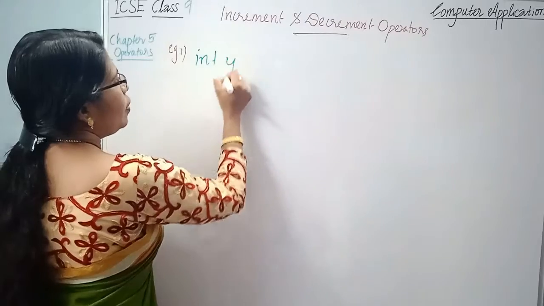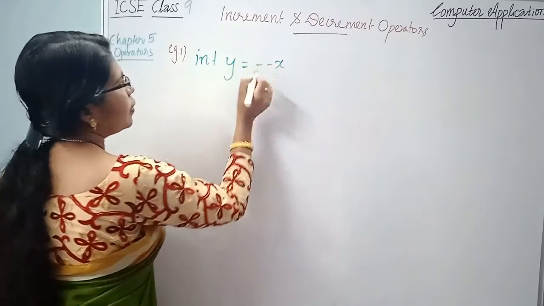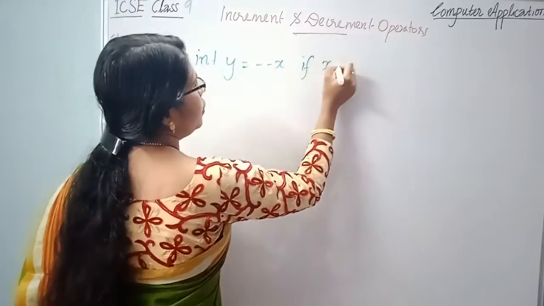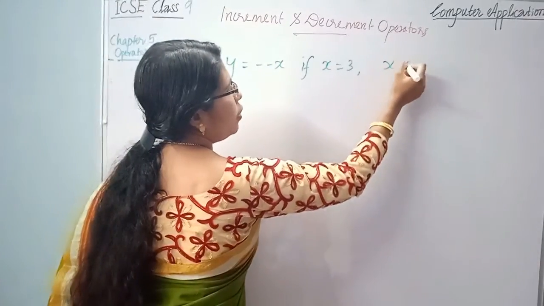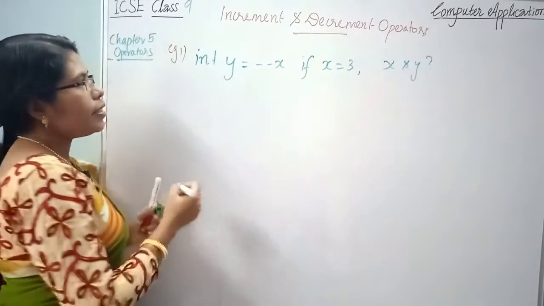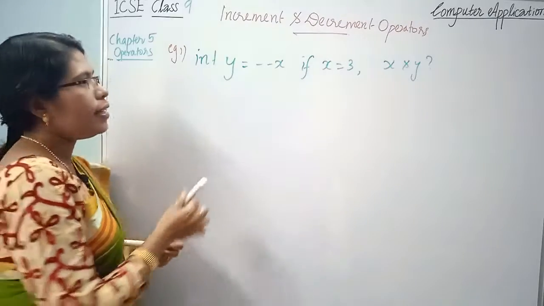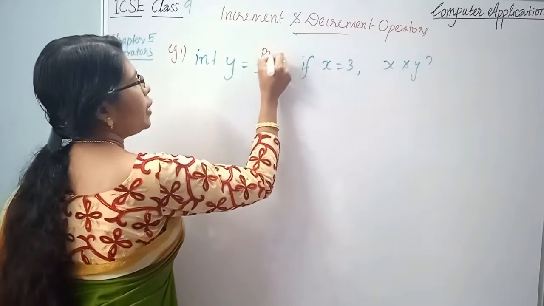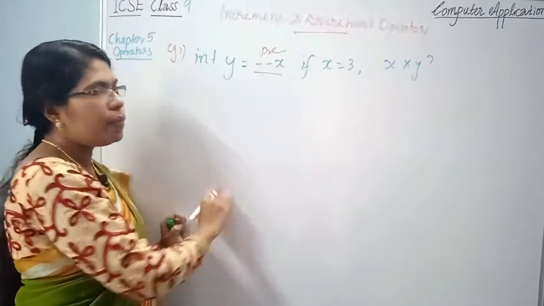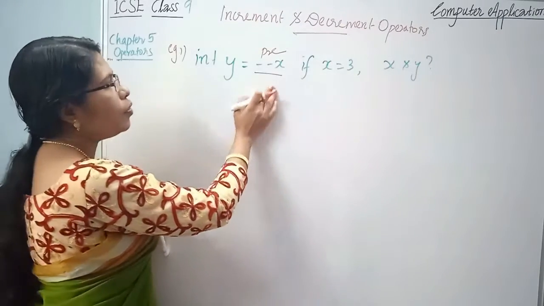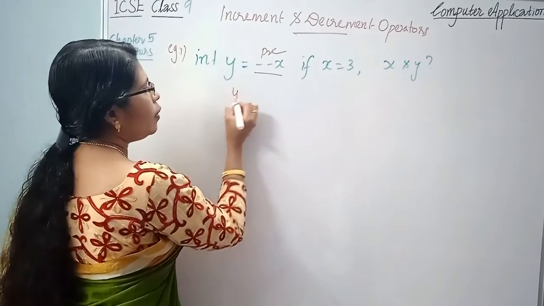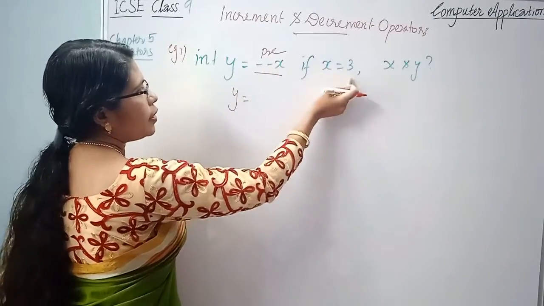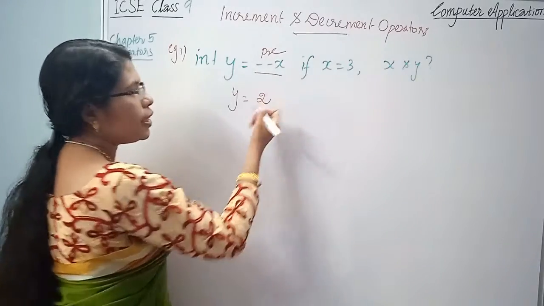Int y equal to minus minus x. If x equal to 3, what is the value of x and y? We need to find the value of x and y. So minus minus x is a pre-decrement operator. You know that pre-decrement means we will decrease the value by 1 from this variable first, then we will use the value. So y equal to, what is the value of x? X equal to 3, minus minus means we will decrease the value first.